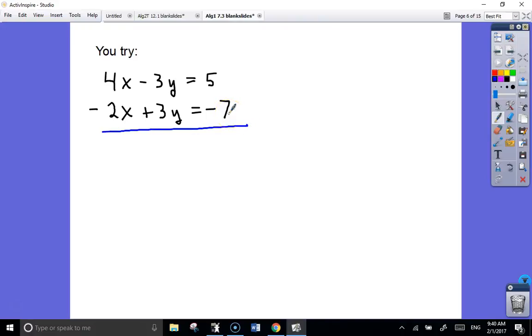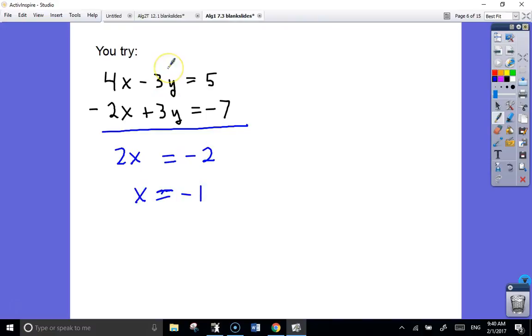Right? In this case, we're going to add them up. And which variable is that going to cancel? The y's. So we're going to get 4x plus negative 2x is 2x. Right? The y's cancel. Negative 2. Divide by 2. X equals negative 1.